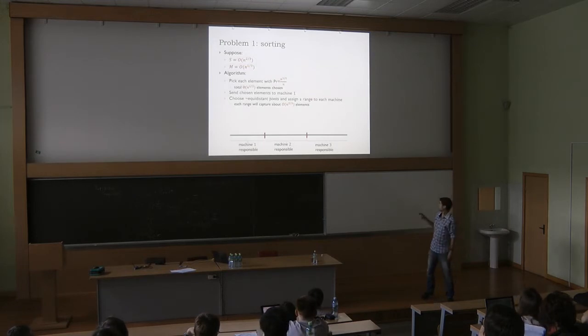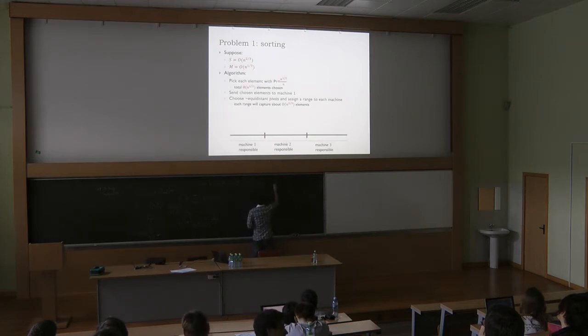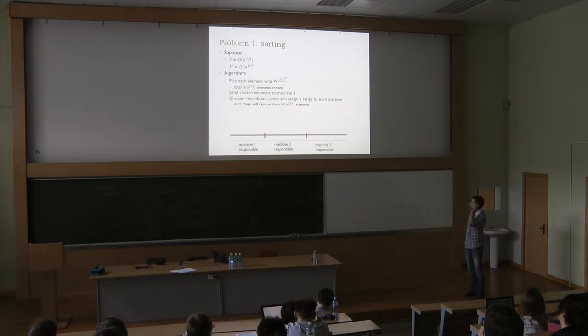So there are n to 1/3 of them. So what happens now that the number of pivots is not written there. The number of pivots will be exactly m minus 1, right? So that the ranges between pivots are equal to m. Okay, so this is it.